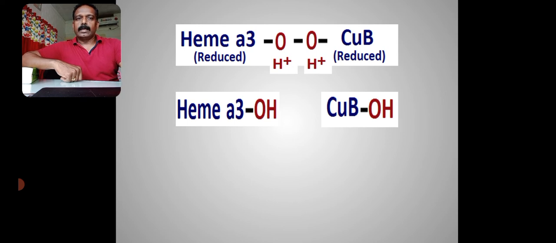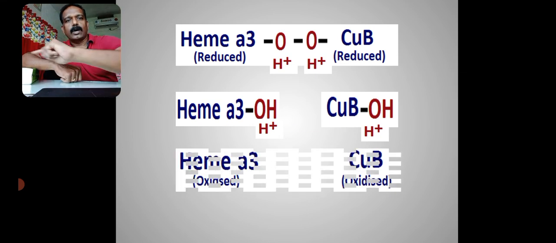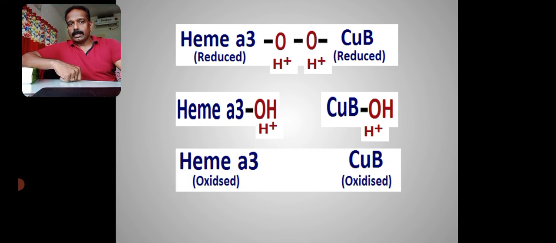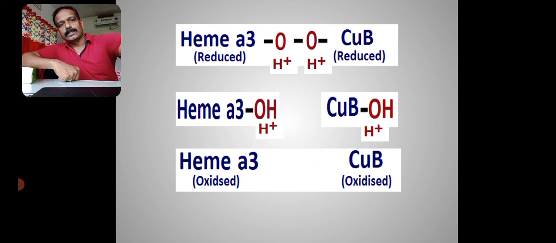And further, a couple more H+ ions, protons, are accepted from the matrix again. So what happens is that here and here, heme A3 as well as CUB are reverted back to the original state, the oxidized form. Heme A3 oxidized and CUB oxidized, these clusters in complex 4. And what remains here, you can see HOH and HOH, and we know what HOH means here. 2 molecules of water are released like this.